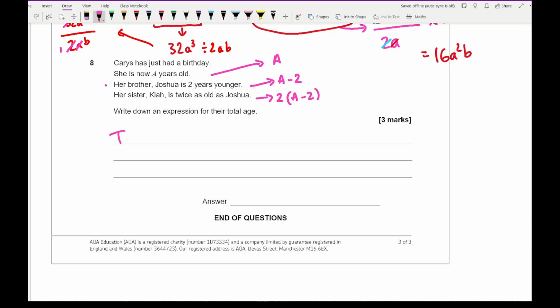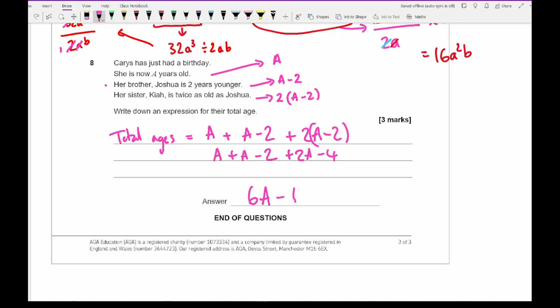So their total age is going to be those three expressions added together, so it's A plus A minus 2 plus 2 lots of A minus 2, which is A plus A minus 2 plus 2A minus 4, which then simplifies to give me 6A minus 4. There is my final answer.